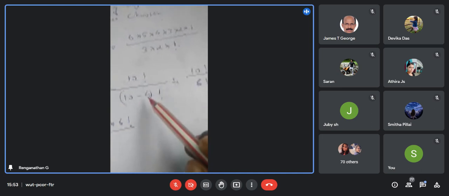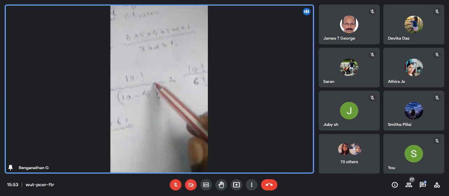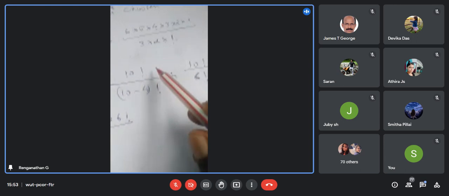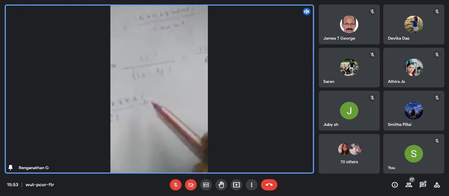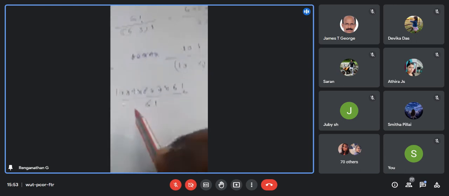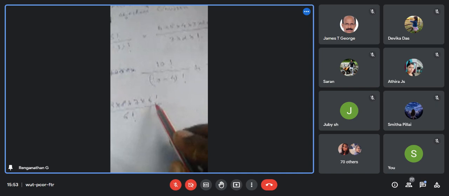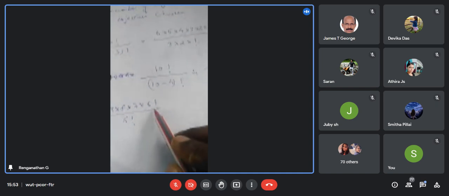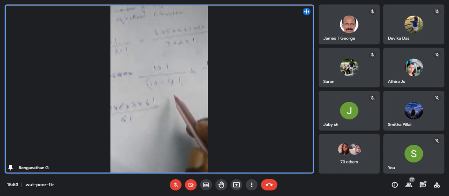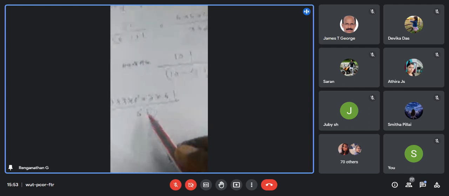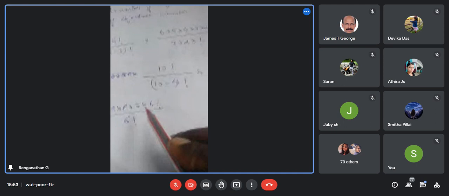So 6 factorial is common in both the numerator and denominator. Just look here and you can be convinced that 10 factorial means 10 into 9 into 8 into 7 into 6 factorial. We can write 6 into 5 into 4 into 3 like that, but since there is 6 factorial in the denominator, we are stopping here.